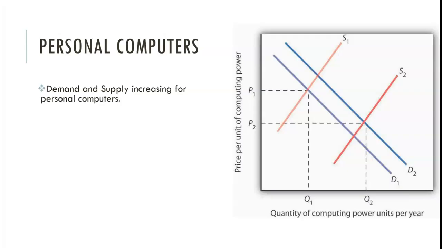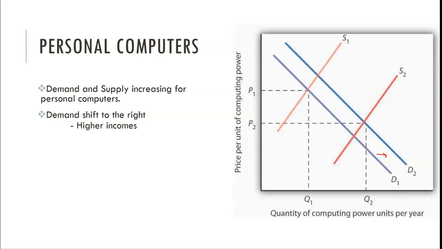Both the demand and the supply are increasing for personal computers. Demand is going to shift to the right, so we have an increase in demand. More people want computers. We're using them for work, we're using them for personal activities. Oftentimes there are multiple computers in a home, one per person. Used to be when computers were new, there would be one in the household that everyone would have to share.